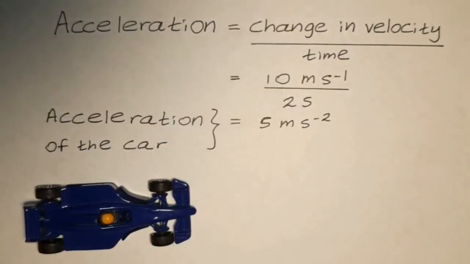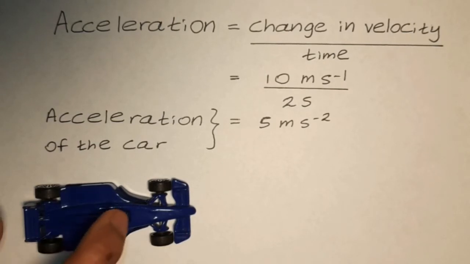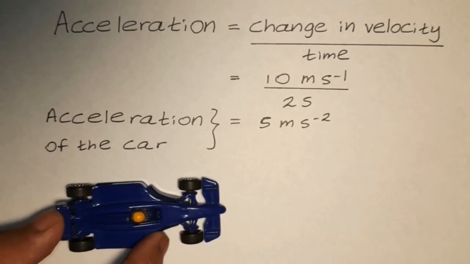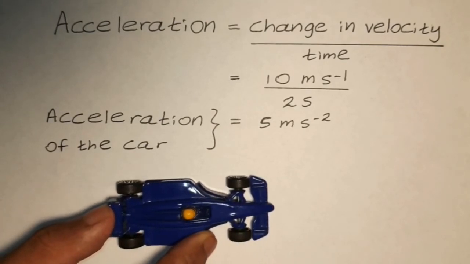What is acceleration? The acceleration is defined to be the change in velocity per unit time. So if we assume the Formula 1 car speeds up to 10 meters per second in a time of 2 seconds, the acceleration of the Formula 1 car in this direction would be 5 meters per second squared. So guys, that is a briefing on position, velocity and acceleration.